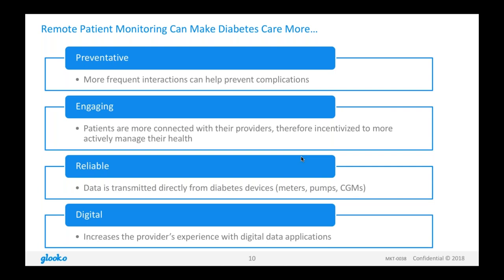The care is more reliable because the data is automatically transmitted directly from the diabetes device into the smartphone, the tablet, or the computer. And the diabetes devices are blood glucose meters, insulin pumps, and CGM devices.